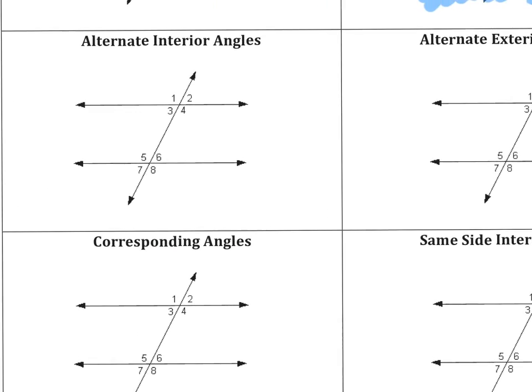The next thing is the alternate interior angles. When we talk about alternate interior angles, we're talking about ones that are, in fact, inside the parallel lines as well as on the opposite sides of the transversal. So number 5 and number 4 are alternate interior angles. And another pair of alternate interior angles would, in fact, be 3 and 6. So 4 and 5, 3 and 6. Those are what we call alternate interior angles.